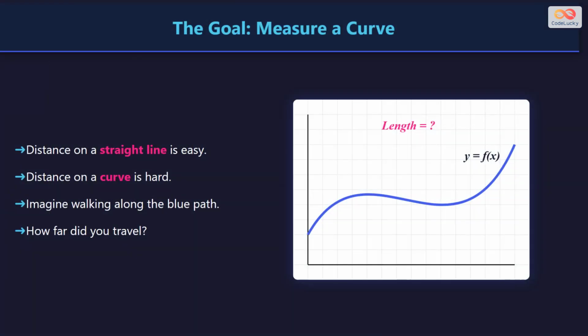Let's start with the goal. Measuring distance on a straight line is easy, you just use a ruler. But measuring distance along a curve, like the blue path shown here, is much harder because the direction is constantly changing. So, how do we find this length?